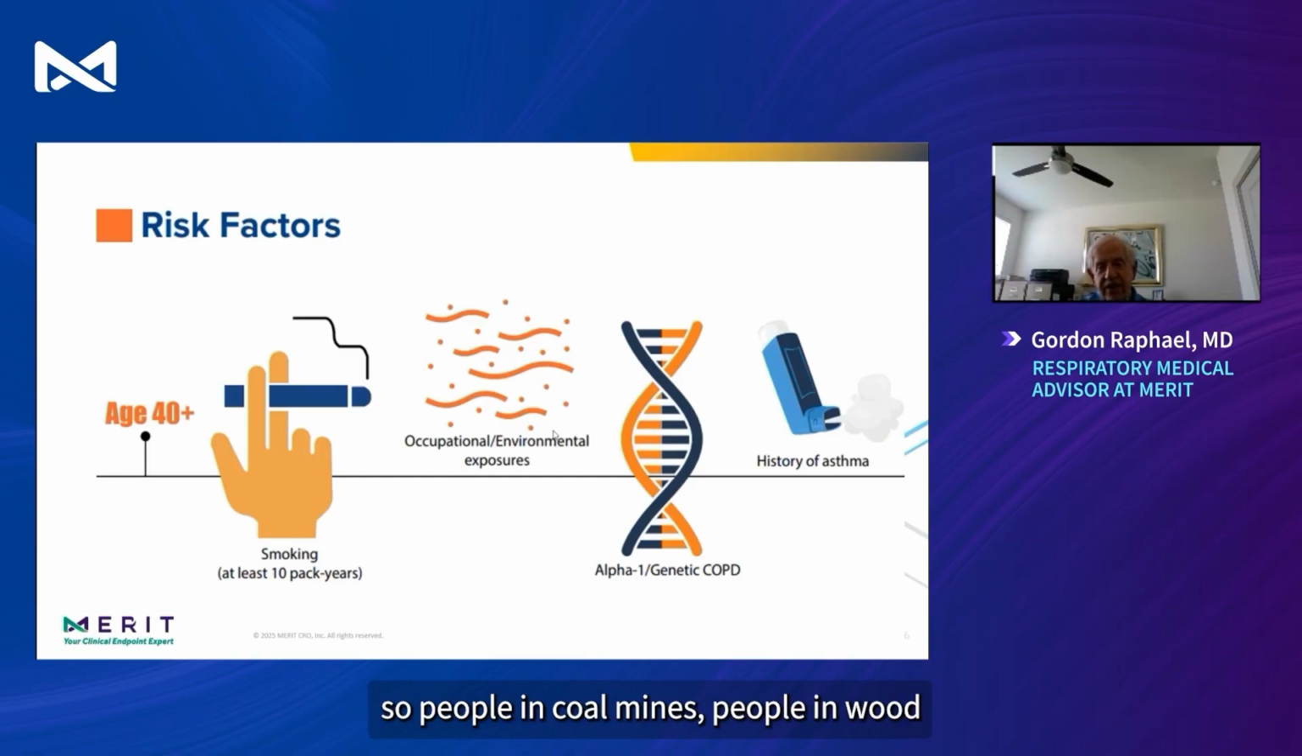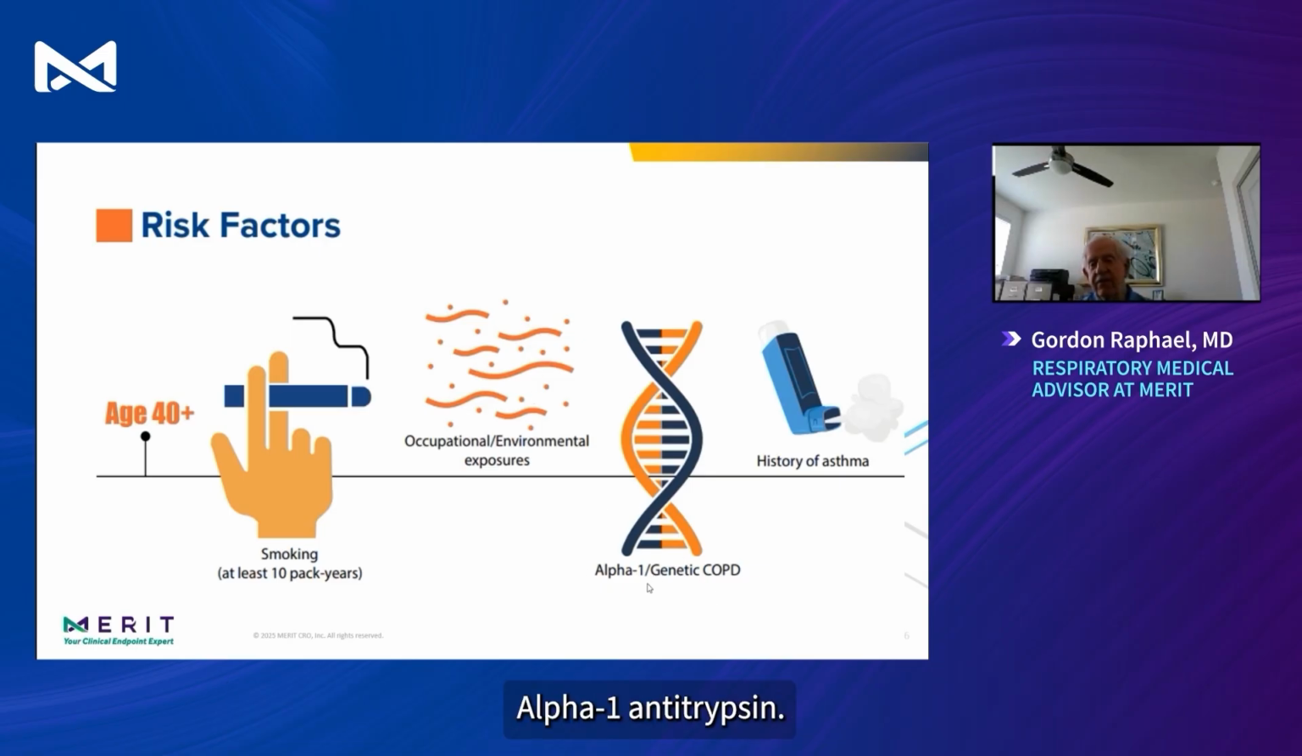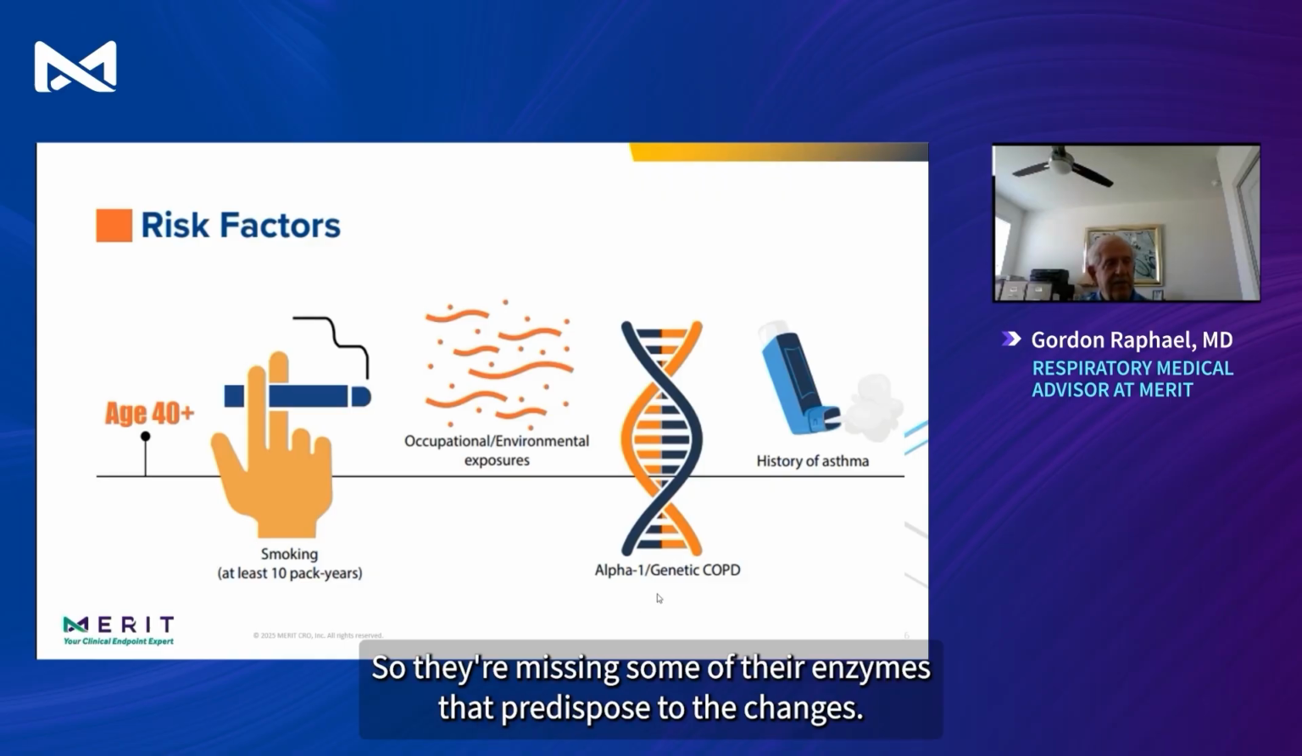Exposure to dust, so people in coal mines, people in wood staining businesses where the odors are released, you get occupational hypersensitivity and other things. Then there are people with genetic variants where they're missing things like alpha-1 antitrypsin. So they're missing some of their enzymes, which predisposes to the changes.